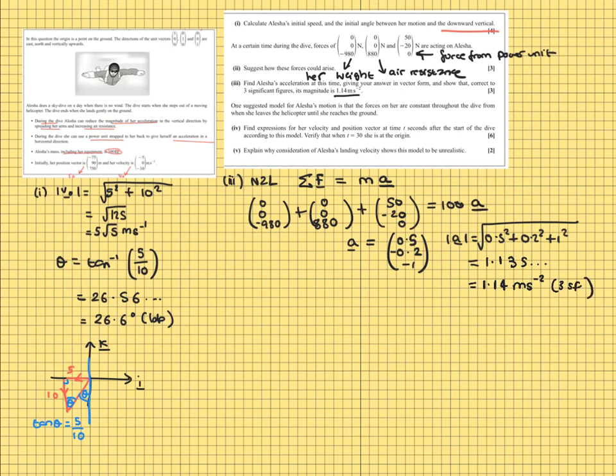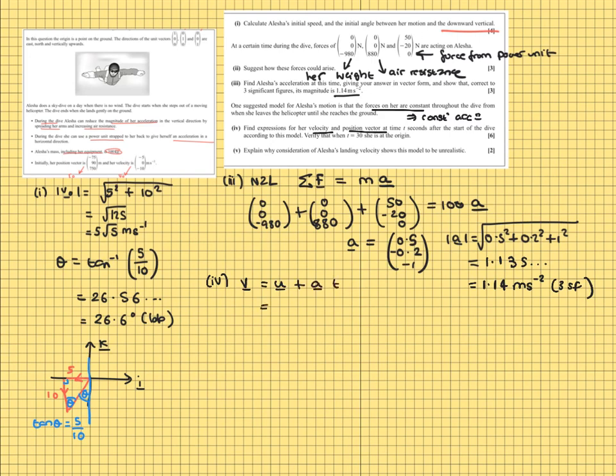Now, one suggested model for Alicia's motion is that the forces on her are constant. Constant force implies constant acceleration, which means we can use the Suvat equations. So part 4, find expressions for her velocity and position vector at time t seconds after the start of the dive, according to the model. So we can make use of Suvat equations to do this. So part 4, let's start writing that down. So v is equal to u plus at. Let's start with the velocity.